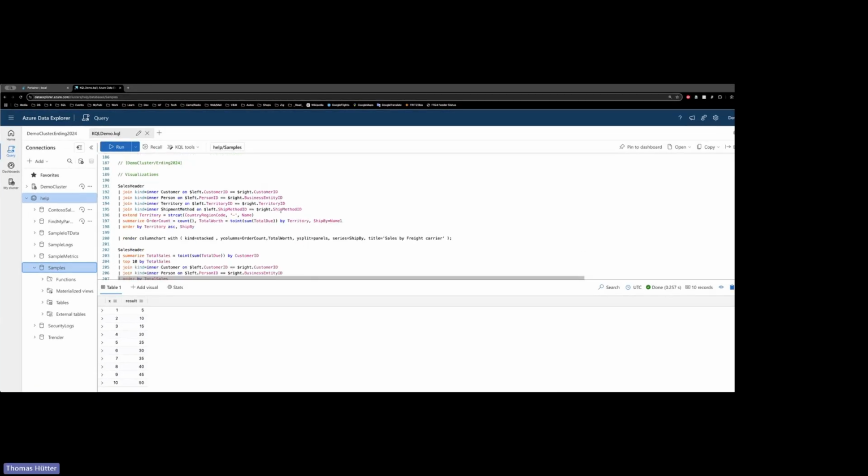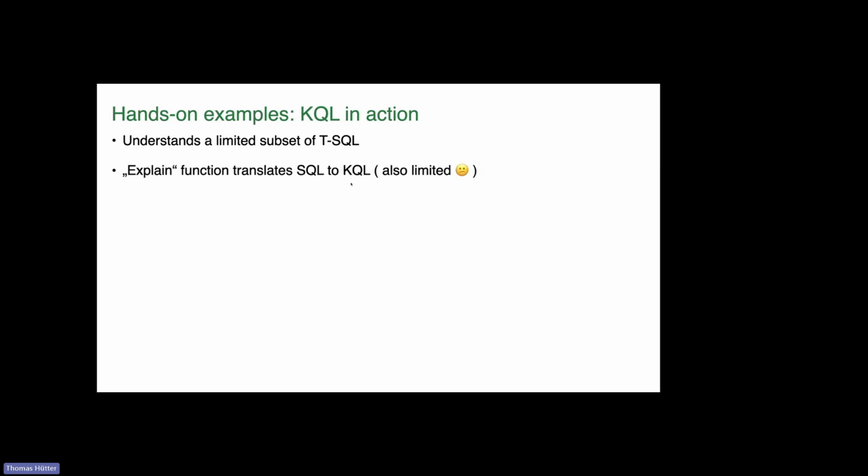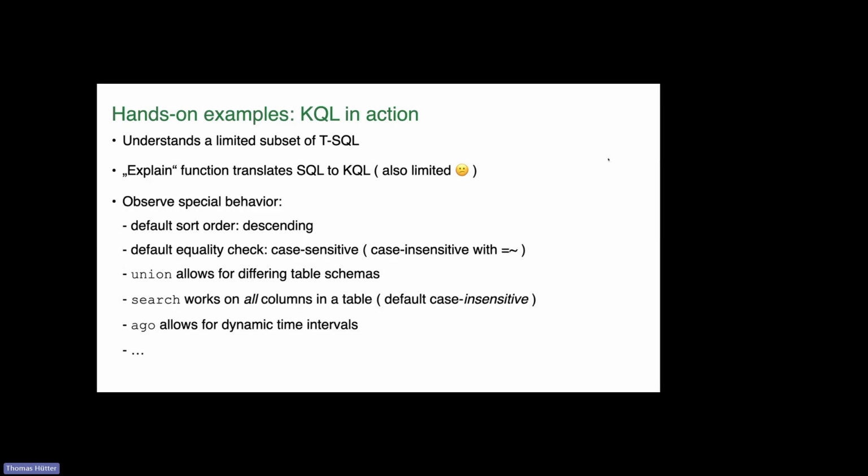There is lots of more features and functions. Let me see. So, quick recap of what we saw so far. A limited subset of T-SQL, so if it gets too complicated, it's probably not supported. The explain functions, yeah, limited, as we saw. It tends to give back deprecated things and even hard errors, yeah? Oh yeah, the special behavior, the default sort order is descending. So if you do an order by whatever, it's descending, and if you want it ascending, you have to do the ASC, yes. Also, the default, as we saw, the equality check is case sensitive, unless you do the equal tilde for lazy people like me.